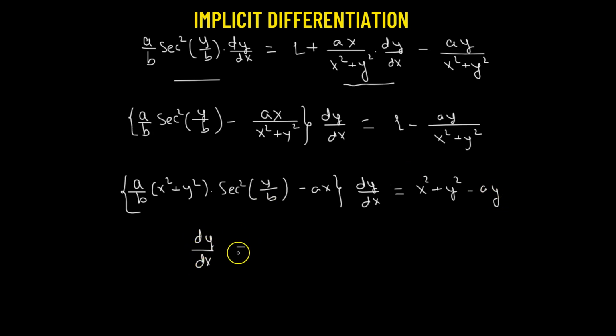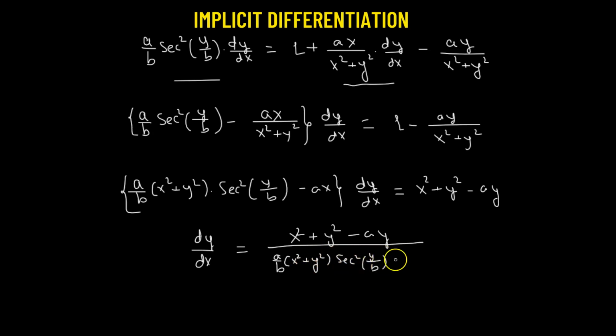So the derivative of y with respect to x will equal x squared plus y squared minus ay, whole thing divided by a over b multiplied to x squared plus y squared multiplied to secant squared y over b, minus ax. So this is the final value of the derivative of y with respect to x.